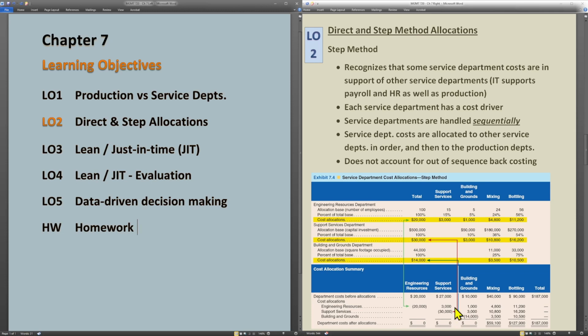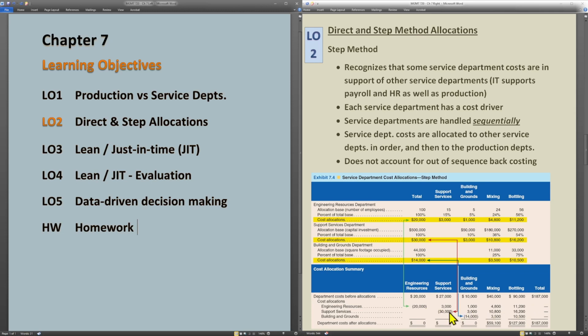Now, when we go to the second one in sequence, notice we don't go backwards. We don't say support also does some support services for engineering. You notice that there's no number here. We only work downwards in the sequence. So once we're done with engineering, there's no going back and applying any cost there, because then you would form a weird loop. In other words, if I applied some of support services to engineering, then engineering would have to redo these numbers.